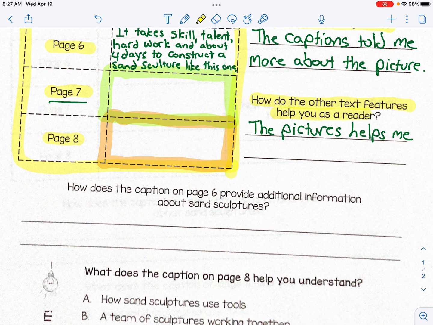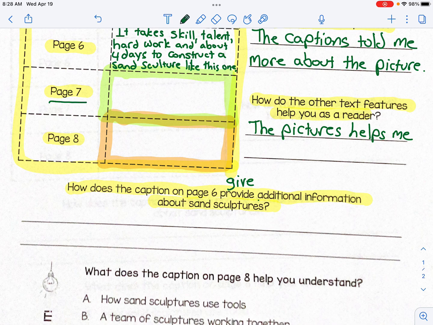Okay, let's look at the next question. It says, how does the caption on page 6 provide additional information about sand sculptures? Okay, let's break this question down. Okay, we already learned what a caption is. It explains a picture. What does the word provide mean? That's right, it means give. So we're going to go ahead and write give. What about additional?